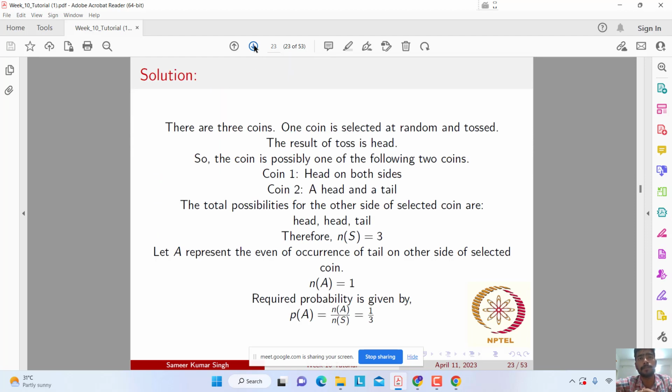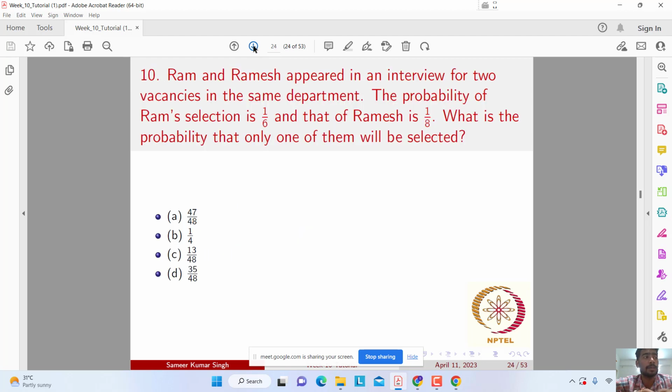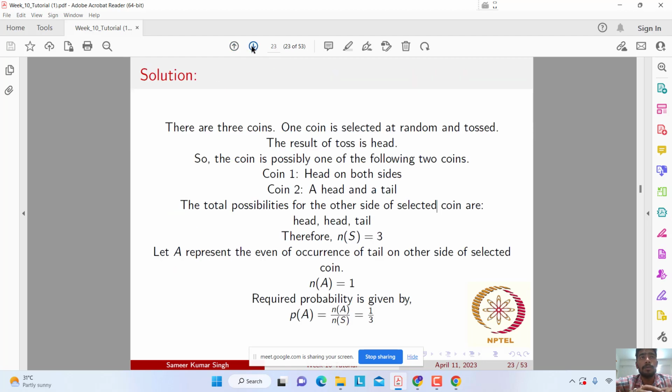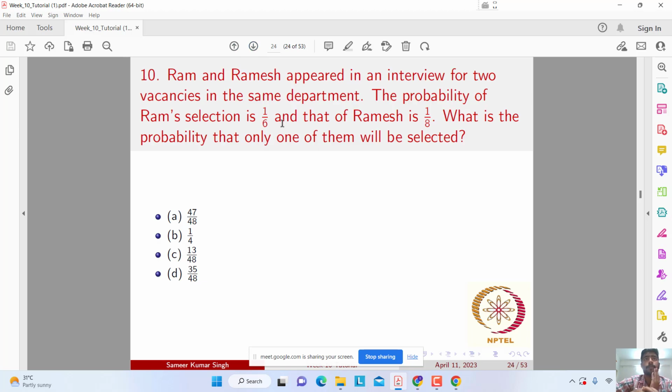Okay, you guys try the next question. Okay, try this. Question number 10: Ram and Ramesh appeared in an interview for two vacancies in the same department. The probability of Ram's selection is 1 by 6 and that of Ramesh is 1 by 8. Then what is the probability that only one of them will be selected?